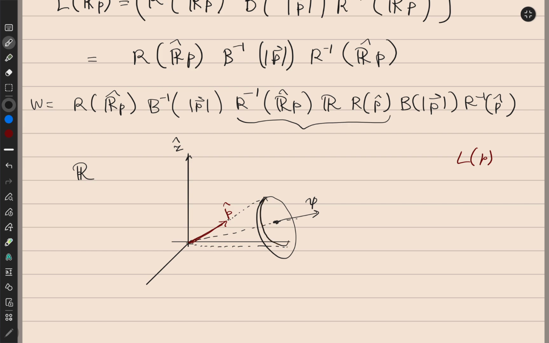So rotation is happening on this circle. When the rotation R happens, this P cap is going to revolve on this conic surface. Just remove this outer circle. Okay, that's a rough idea.